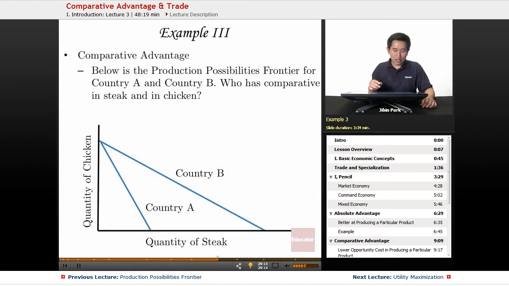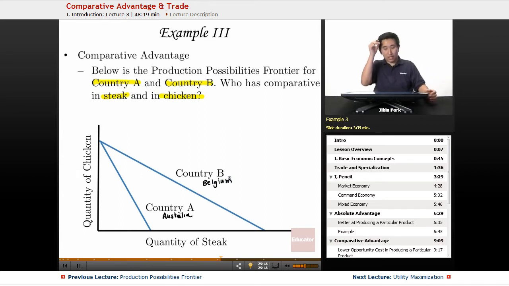So another example would be below is the production possibilities frontier for country A. So let's say you have country A and country B. Who has comparative advantage in steak and in chicken? Let's go ahead and use different names for these countries here. Let's say a country that starts with an A, Australia. So let's say country A is Australia. And country B, let's say it's Belgium. Okay, so who has comparative advantage in steak and chicken?